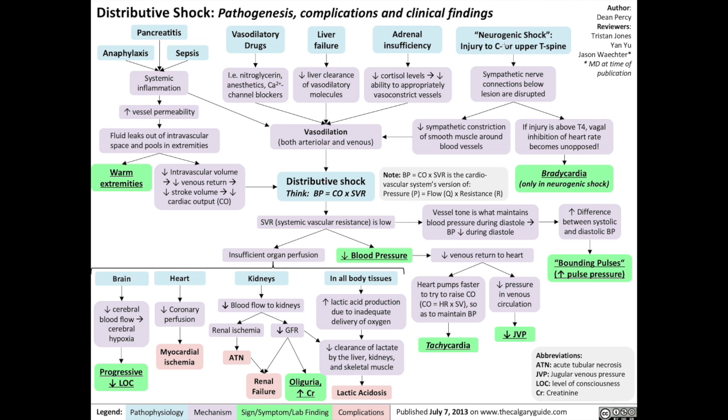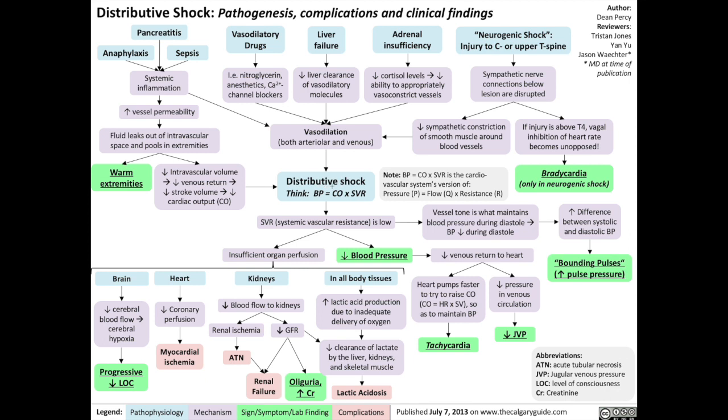Finally, neurogenic shock, which is an injury to the C or upper T-spine, results in sympathetic nerve connections below the lesion being disrupted. If the injury is above T4, vagal inhibition of heart rate becomes unopposed, which results in bradycardia, which, note, is only found in neurogenic shock, because typically the heart rate response with distributive shock is tachycardia. We'll get to why in a second. In neurogenic shock, when sympathetic nerve connections below the C-spine or T-spine lesion are disrupted, that reduces the sympathetically mediated constriction of smooth muscle around the blood vessels, resulting in vasodilation and distributive shock.